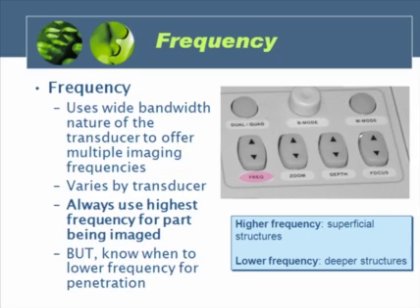All of our transducers today are wide bandwidth or broadband transducers. This enables us to have multiple frequencies within one transducer. The frequencies that are available vary by both transducer and manufacturer. The key point is to always use the highest frequency for the part being imaged. However, if you're having trouble penetrating an organ, be sure to lower the frequency in order to ensure proper penetration. Remember, we use the higher frequency transducers for more superficial structures and the lower frequency transducers for the deeper structures.